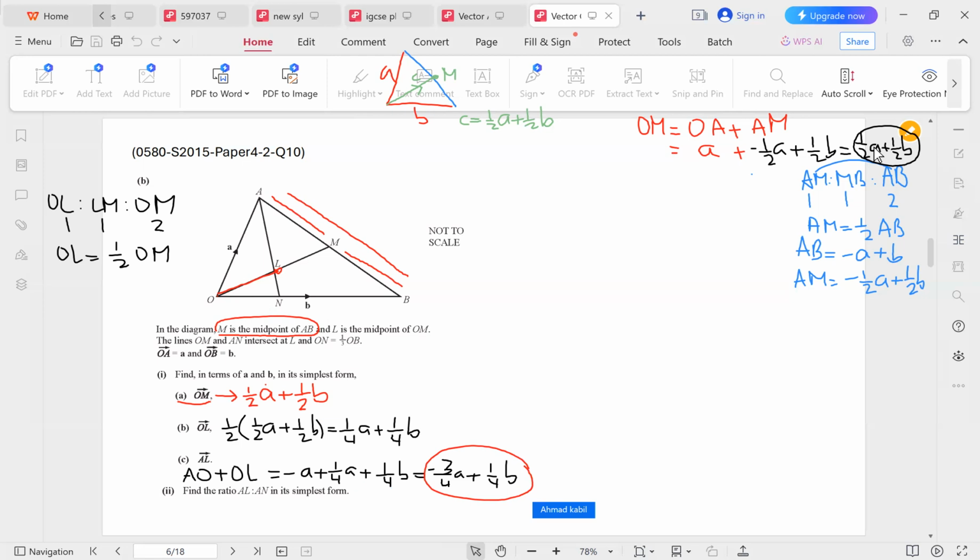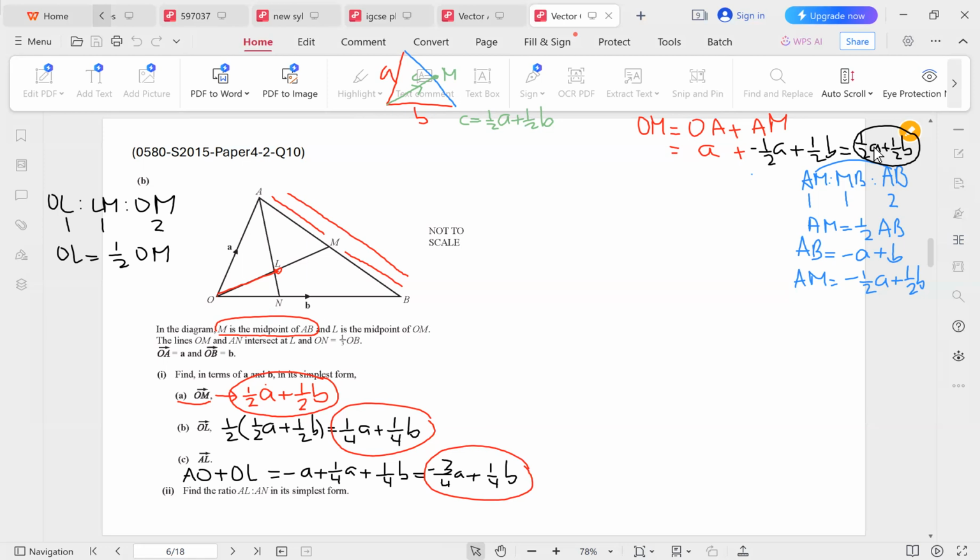So we have this answer here and this answer here. These are the final answers, as well as this one here. So these are the three final answers. Finally, we want to find the ratio of AL to AN in simplest form.